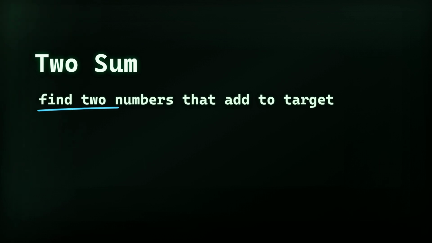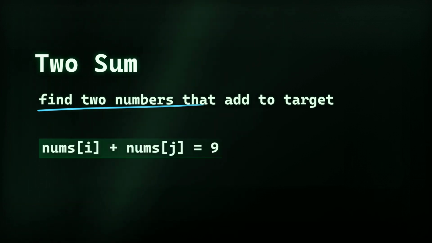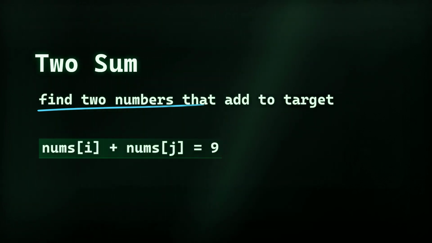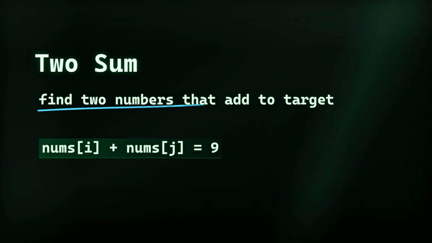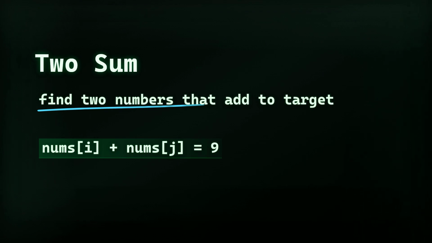Two sum looks easy at first. Find two numbers that add up to a target. But the real question is not which two numbers should I try. It is, for this number, which partner do I need? For every value in the array, we calculate the one number that would complete the target. Once that partner has already appeared, we have found our answer.